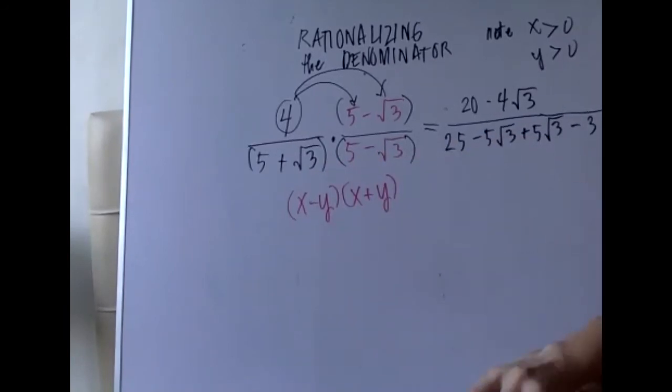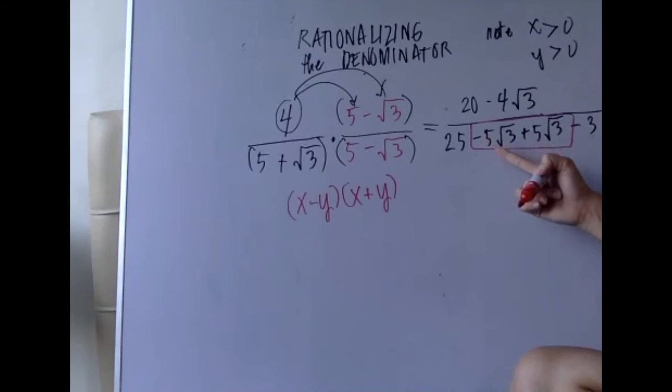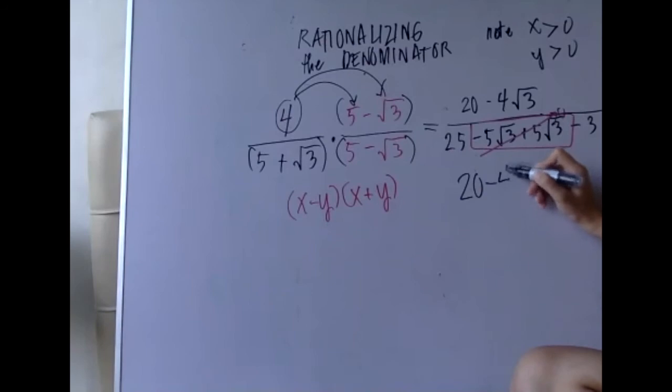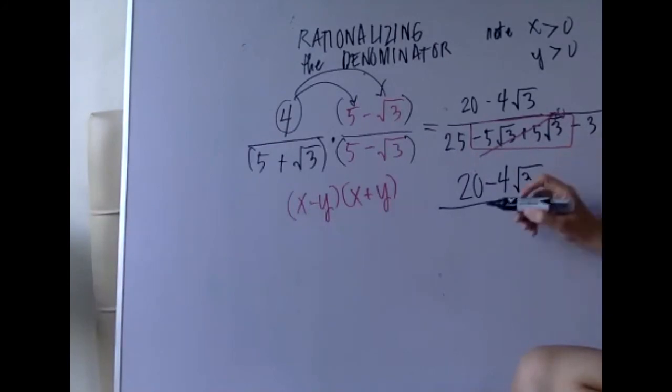Okay, as you can see, negative 5 plus 5, negative 5 square root of 3 plus 5 square root of 3. So opposite yung signs, equal lang yan sa 0. Okay, so may iwan tayo with 20 minus 4 square root of 3 over 25 minus 3.